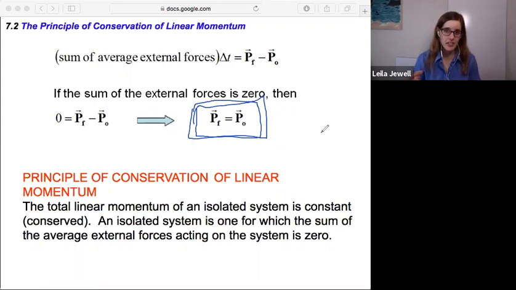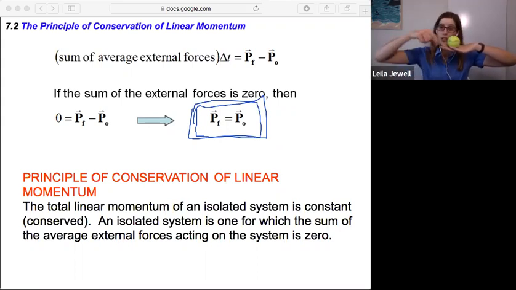Now, what does an isolated system mean? An isolated system is one for which the sum of the average external forces acting on the system is 0. So you might still have gravity, but if, say, you're supported on a horizontal surface, like the balls are rolling on a table, then we still have gravity acting as an external force, but there's also the normal force supporting it. So that's going to be an average external force summed up to 0. So that's one example there.